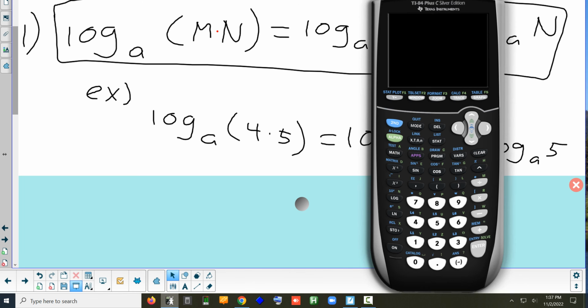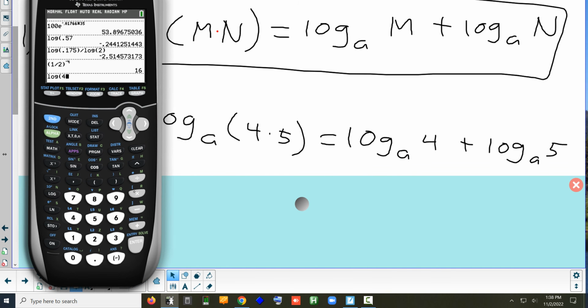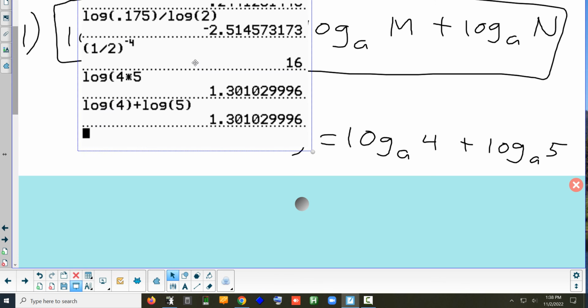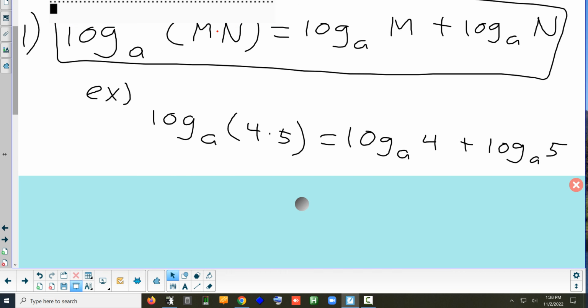Okay, let's try it. So let's do log of 4 times 5, or you could just type 20. That's the log of 4 times 5. Now let's do the log of 4 plus the log of 5. Comes out exactly the same. In fact, any two numbers that multiply to give you 20, it would come out the same. If you did 2 and 10, you'd get the same answer, because 2 times 10 is 20. So that's a rule that lets you split a product into a sum.